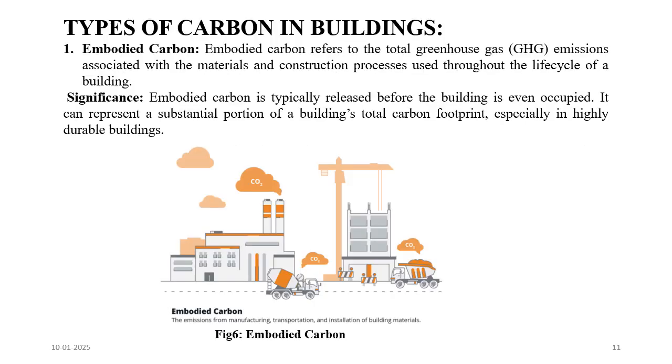Now, there are two types of carbon in buildings. First is embodied carbon and the second one is operational carbon. Embodied carbon is the total greenhouse gas emissions which come from the material and transportation process. It is released before the building is even occupied. Examples of embodied carbon emission are concrete, bitumen, etc.